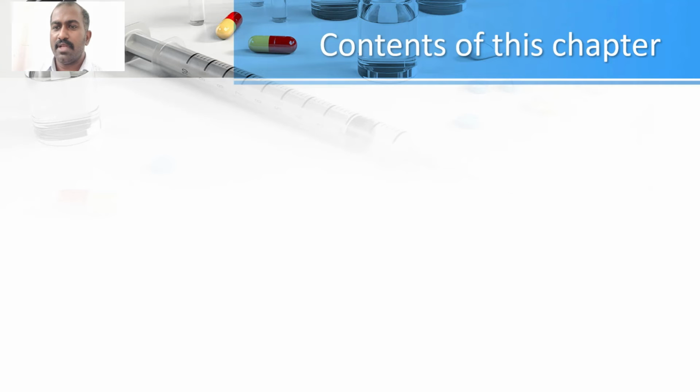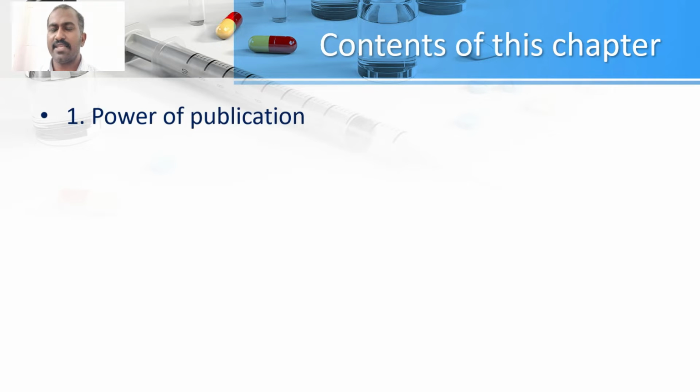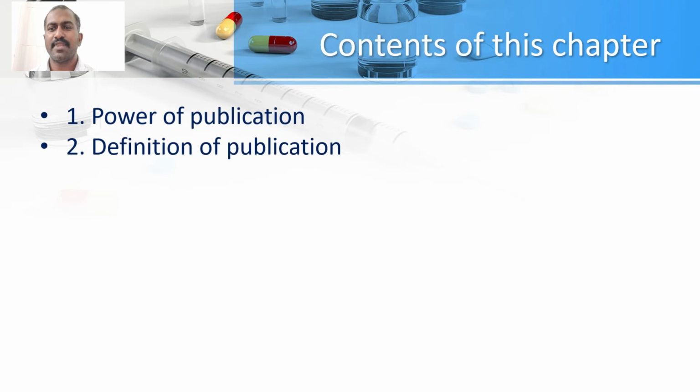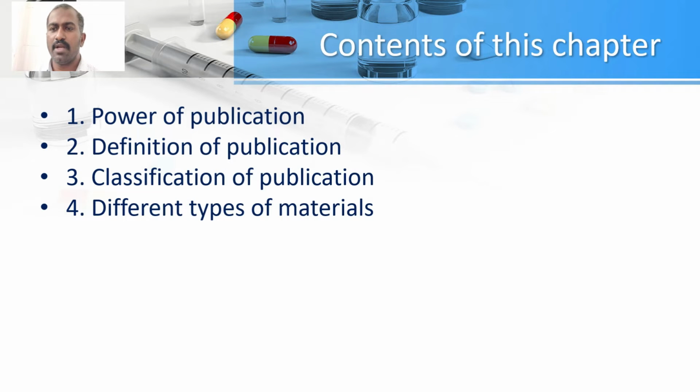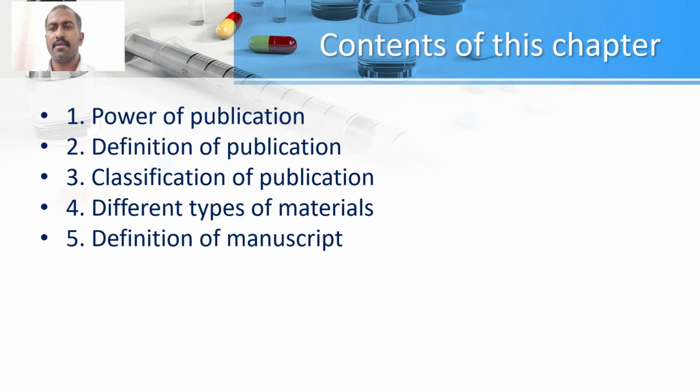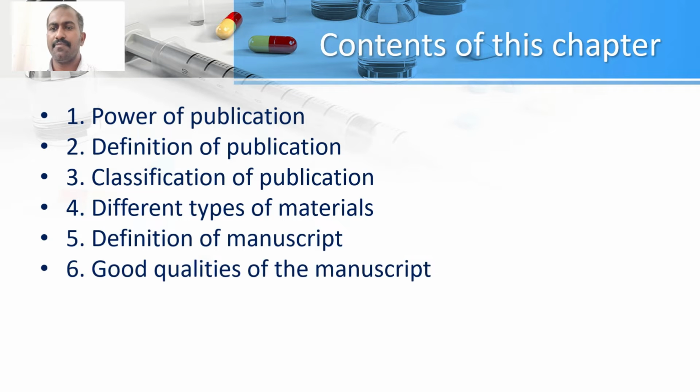The content of the chapter includes the power of publication, definition of publication, the classification of publication, different types of materials, the definition of manuscript, good qualities of manuscript, history of publication, and what is the importance of publication.